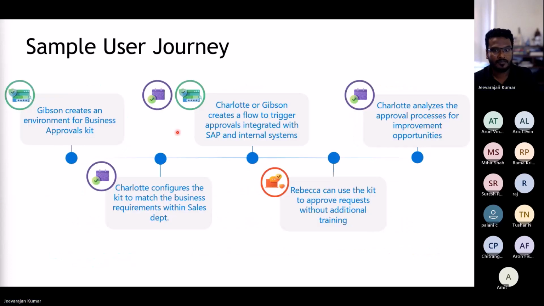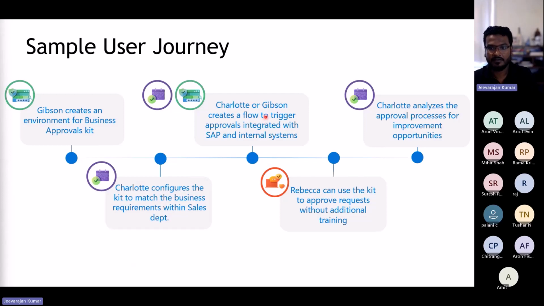The user journey that we're going to see today starts with Gibson, who is the administrator. He will be able to set up the approvals kit, and once he does that, Charlotte, the approvals administrator, should be able to configure the approvals by herself. She doesn't need any pro dev or other skill set to do that, because an important thing that I forgot to mention is that the approvals kit is a low-code platform. It is going to look similar to your Power Automate canvas, so we have a very similar interface to build the approvals kit as well.